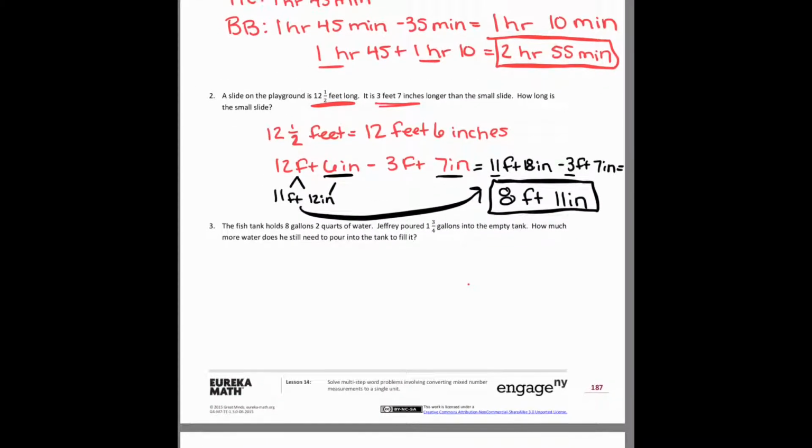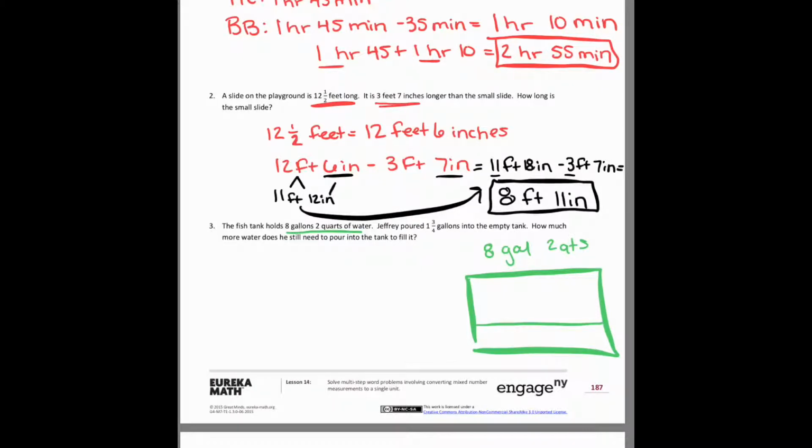Alright, let's look at 3. It says the fish tank holds 8 gallons and 2 quarts of water. Jeffrey poured 1 3/4 gallons into the empty tank. How much more water does he still need to pour into the tank to fill it? So I'm going to draw the tank down here, just to give you a visual. The whole thing holds 8 gallons and 2 quarts. He's already filled 1 3/4 gallons into the tank, so I'm going to draw that down here.